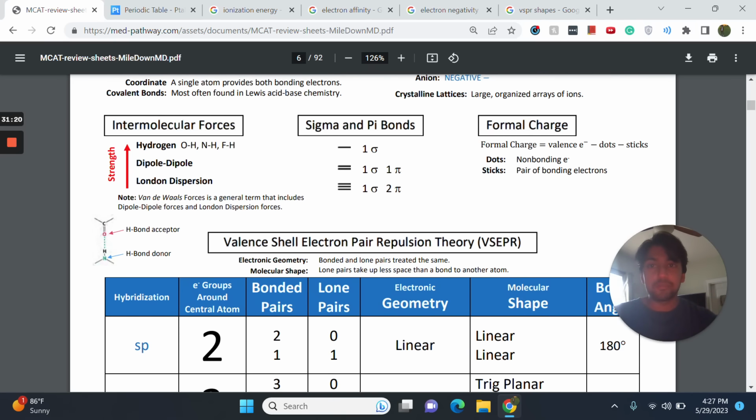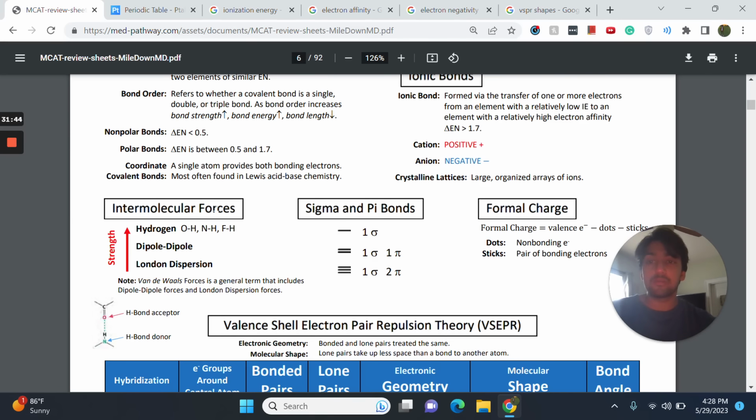Intermolecular forces. Now this is pretty high yield. You can have hydrogen intermolecular forces. You can have dipole-dipole. You can have London dispersion. And van der Waals forces is a term that includes both dipole-dipole and London dispersion. Now it's important to know that covalent and ionic bonds, this always confused me for a long time, are within a molecule, between atoms of the same molecule. Intermolecular forces are between two molecules, right?